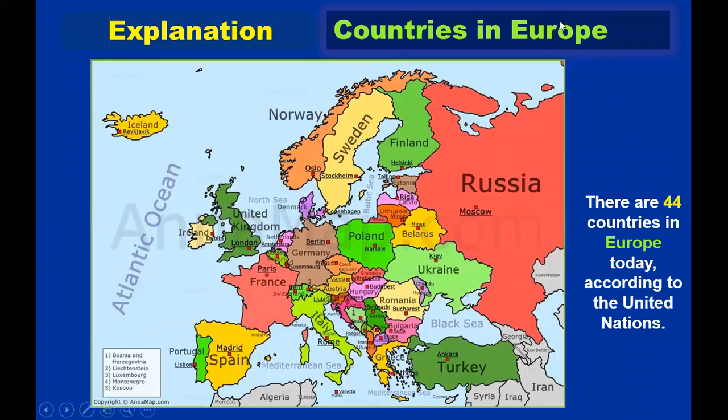So these are the different countries in Europe. You can find here Portugal, Spain, France, Germany, Italy, Sweden, Norway, Finland, Poland, Switzerland, Denmark, and here the United Kingdom. So these are some of the important countries which we find in Europe.